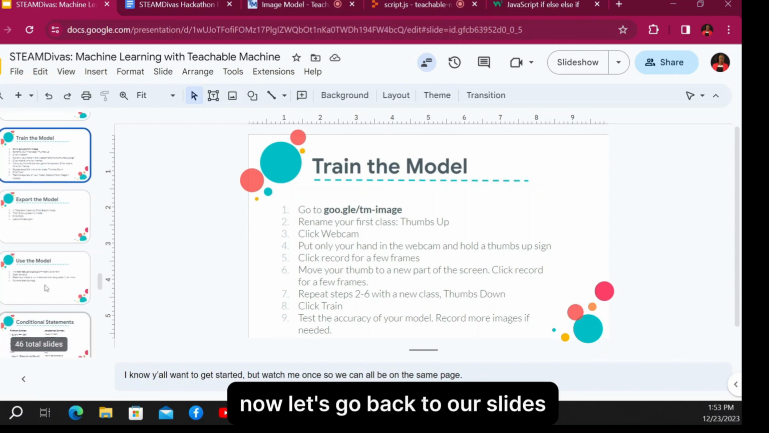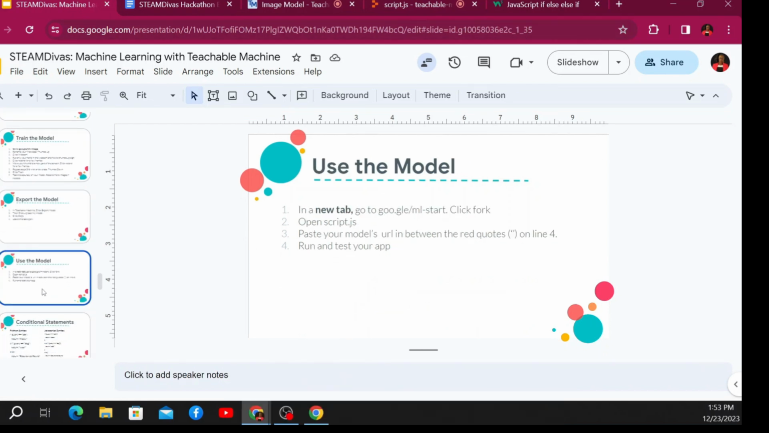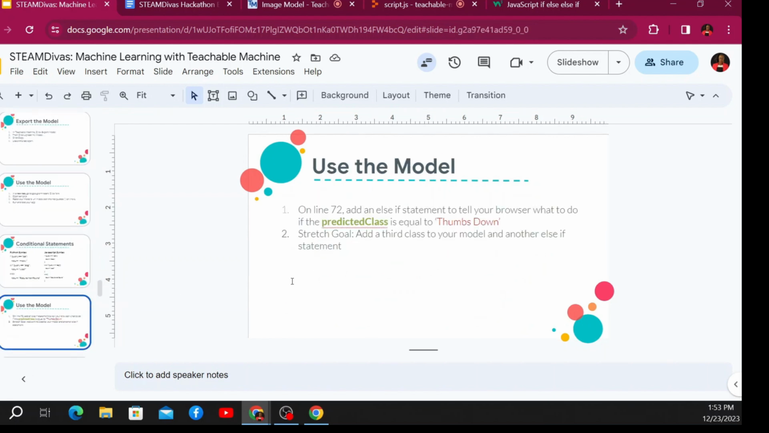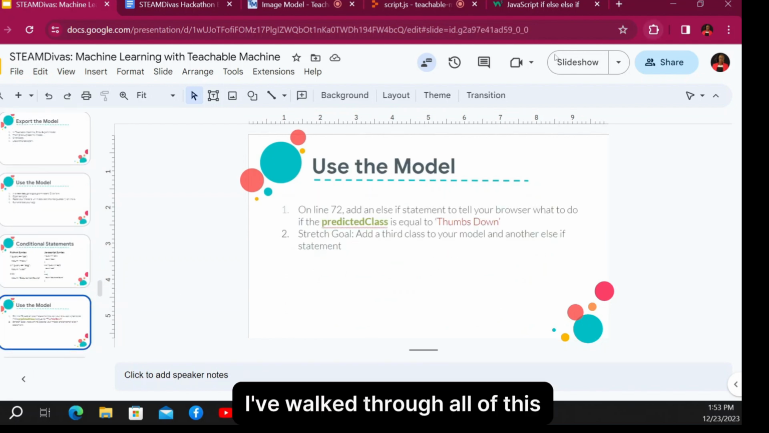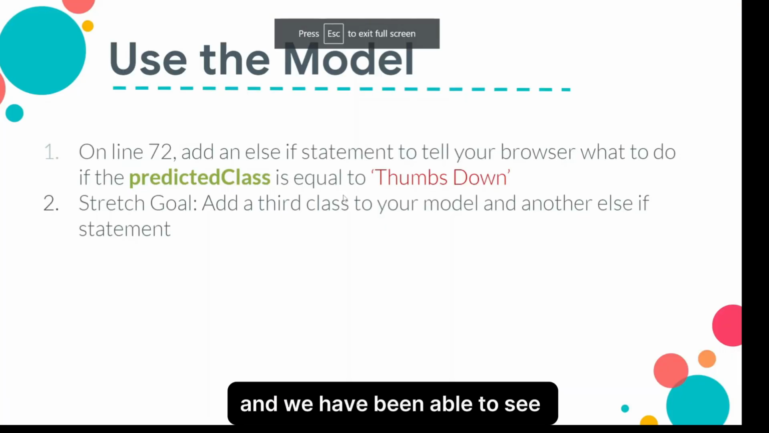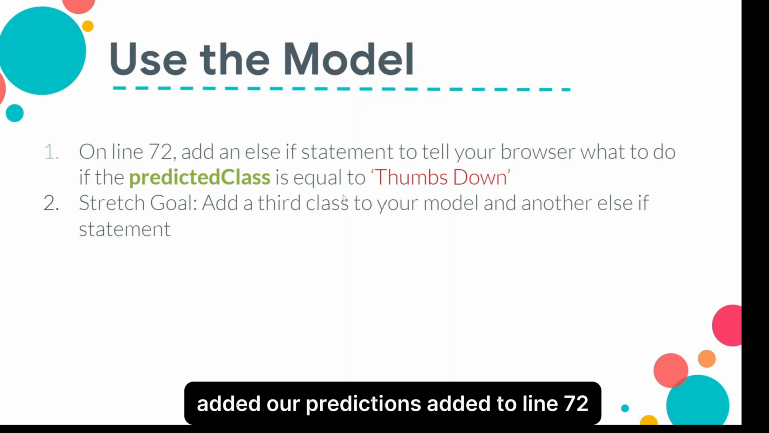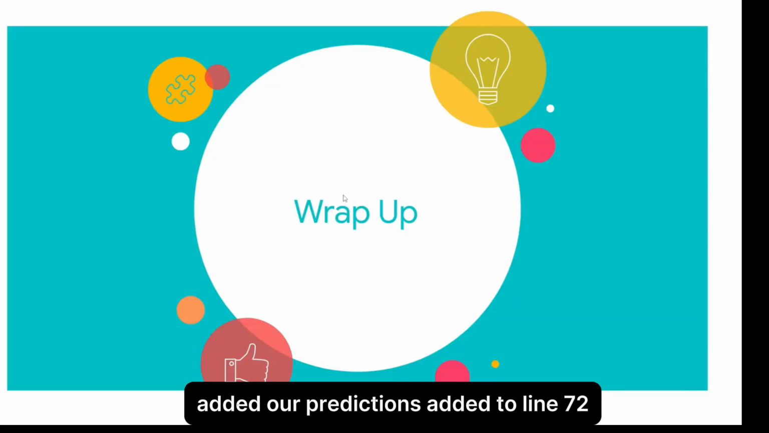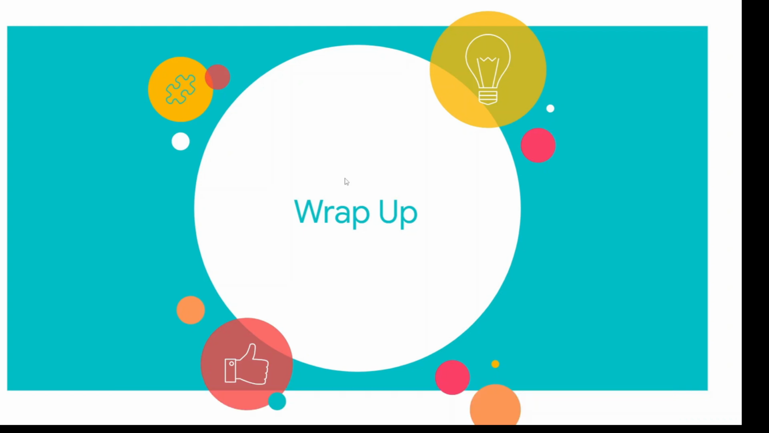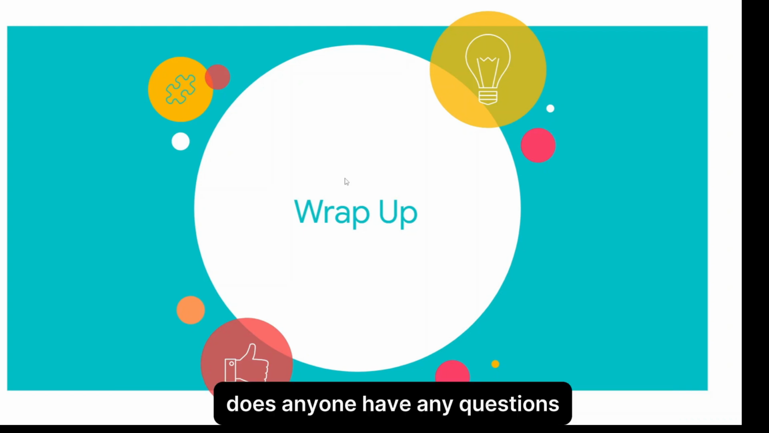Now let's go back to our slides. I've walked through all of this and we have been able to see, added our predictions, added to line 72. So right now we're just going to go ahead and wrap up. Does anyone have any questions?